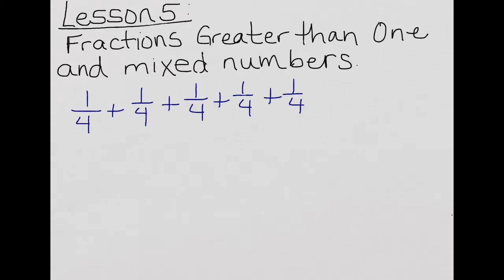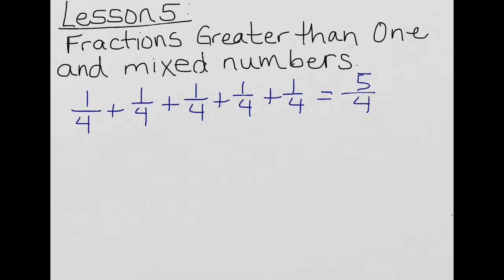Lesson 5, we're talking about fractions greater than 1 and mixed numbers. Here you can see that I've written a unit fraction chain: 1/4 plus 1/4 plus 1/4 plus 1/4 plus 1/4. If we look at adding this fraction chain up, they all have the same denominator, so we get 5/4. Okay? 5/4 has a value greater than 1, because we know that a whole is 4/4.